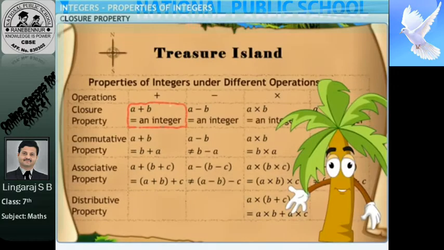Look, I can see part of the map unfolding. Quick, let's move on to the next property.